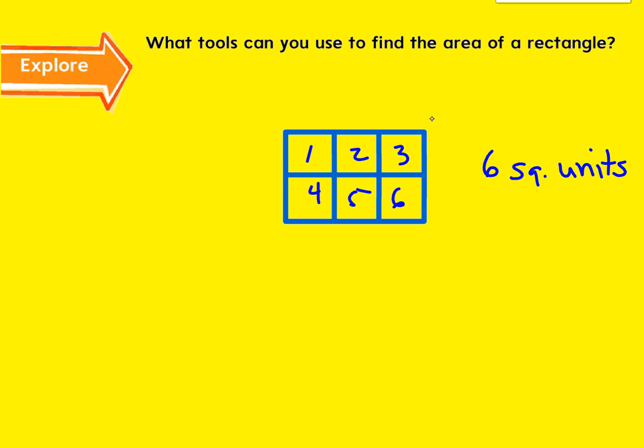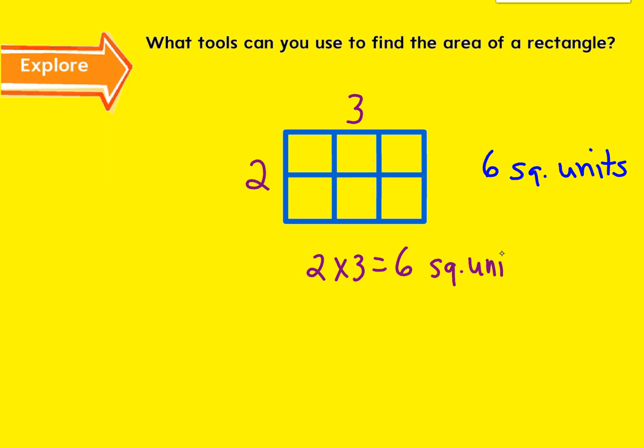Another thing that I happen to notice about it, though, when I'm looking at it, is I see that it's an array. Specifically, it's a 2 by 3 array. So I could just go 2 times 3 equals 6 square units. Since it's an array, I can do the multiplication. And all rectangles are arrays.